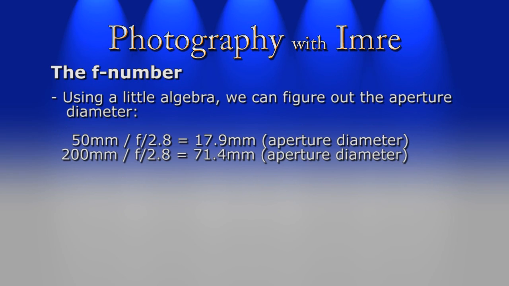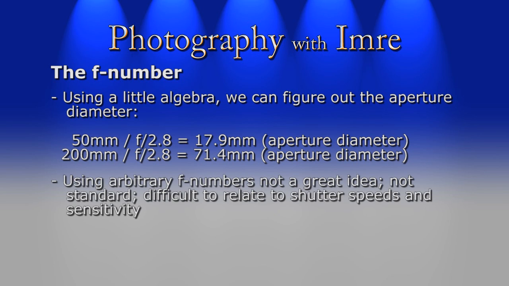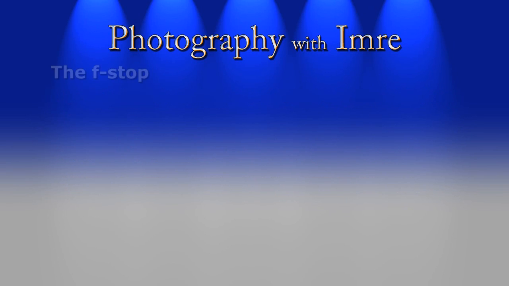Perfect. So now I can plug in any F number I want for a lens of whatever focal length, and I can calculate the diameter of the aperture. But wait a second, there's still an issue with this. I could use almost any value for the F number, which could make things quite difficult when we add shutter speed and sensitivity into the picture to calculate a proper exposure for a photo. But you guessed it, there's another piece to this puzzle. Say hello to the f-stop.